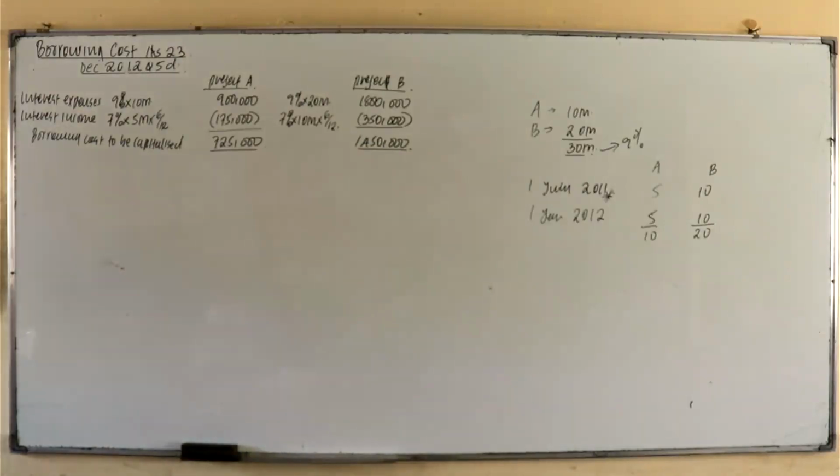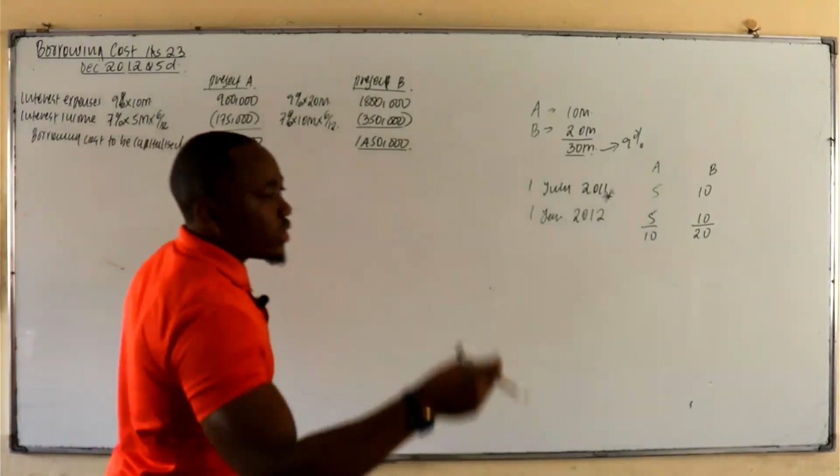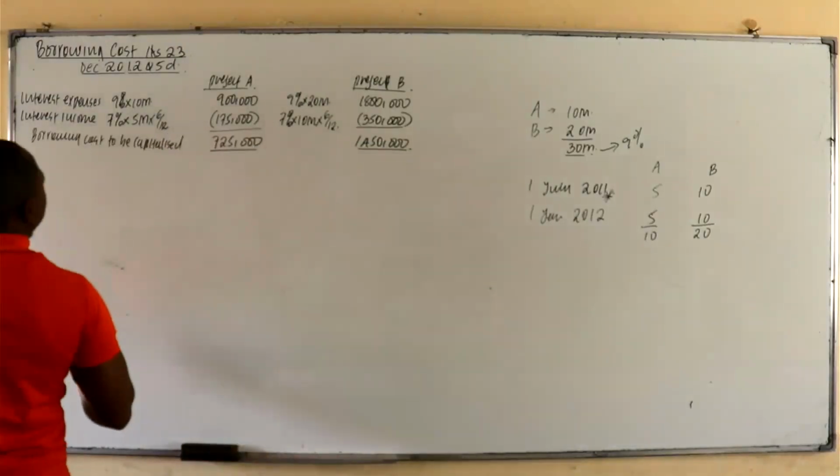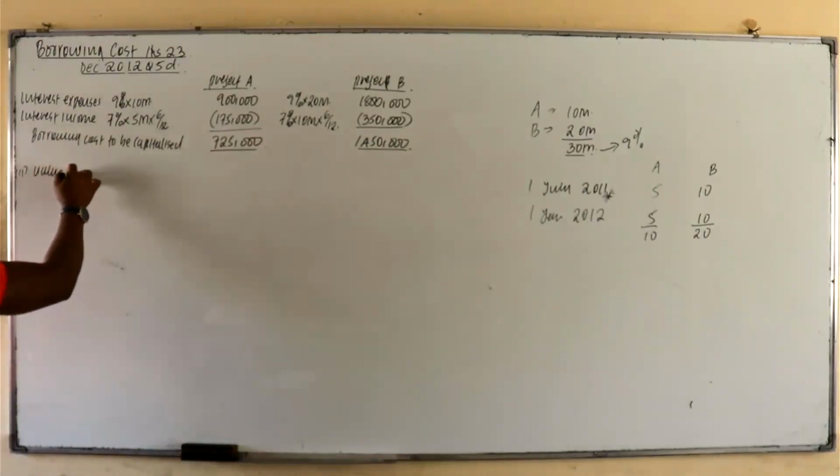Number 2 of the question: the value of the asset in the books of Assured Limited. You see that the asset that is developed using the borrowed money is what we call the qualifying asset. So how much will it show in the financial statement? So number 2 is the value of the asset.